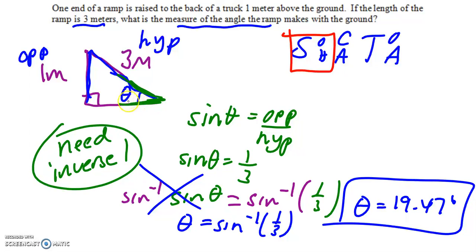Once I did that, I noticed according to this angle, I had opposite and hypotenuse, so I knew I needed sine. So I said sine of my angle equals opposite over hypotenuse. Sine of my angle equals 1 over 3. Because I needed to get the angle alone, I needed inverse trig. So I took the inverse sine of both sides. Over here, the inverses undid each other, and I was left with theta equals the inverse sine of 1 over 3. And when I plug this into my calculator, I got 19.47 degrees.